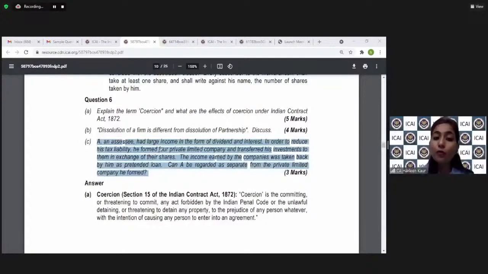He formed 4 private limited companies. उसने companies भी same बता दी आपको. And he transferred his interest in exchange of their shares. Income earned by the company was taken back as a pretended loan. Can A be regarded as a separate legal entity from the private company that he has formed? Quickly give me answers. Now, this is a 3 marks examination question. We have just done this part, and I wanted to explain how you have to give an answer to the examiner. But before that, let me see how many of you have understood, and I will appreciate it if you can write the name of the case laws.